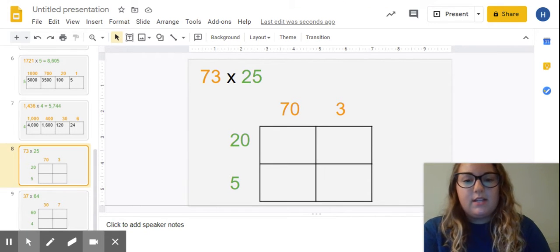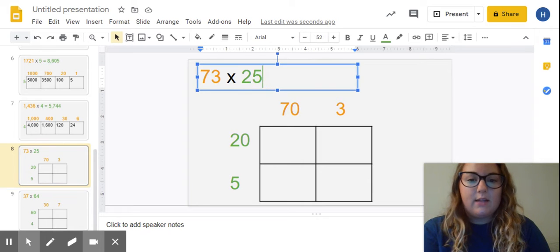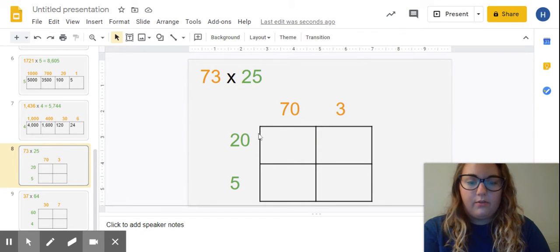We need to decompose both of these numbers. Since I have numbers in my ones and my tens, I need to decompose both. Meaning I have 2 extra boxes here. So I've decomposed my 73 into 70 and 3, my tens and my ones. And I also need to do the same thing with my 25. So I have my tens, I have 20. And in my ones place, I have a 5.